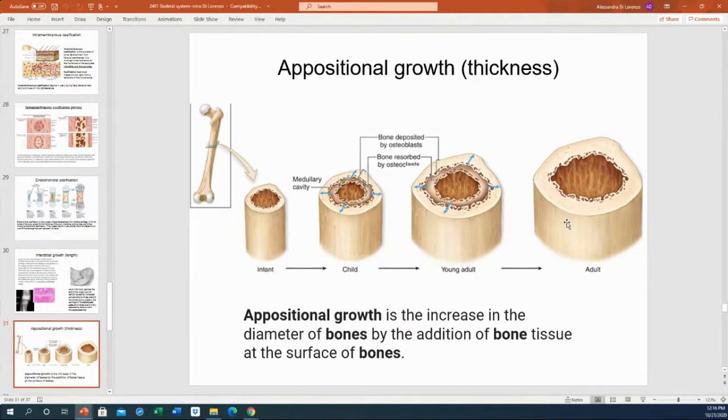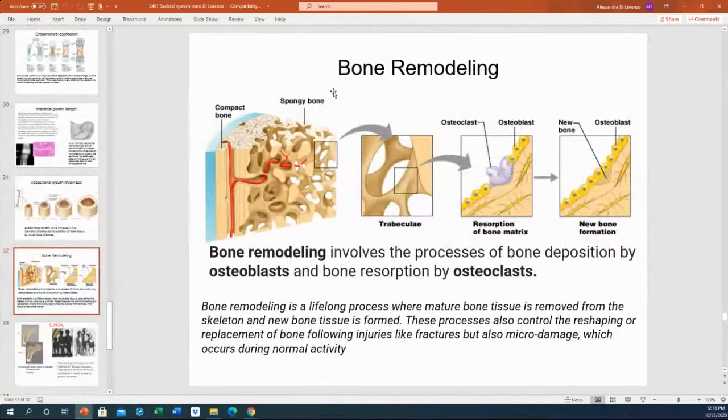Then there is the appositional growth, that is the growing thickness, and bone remodeling is very important. Who is involved in bone remodeling? Osteoclasts and osteoblasts, because osteoclasts have to destroy and liquefy that bone tissue thanks to the production of HCl and many enzymes. And therefore it can mobilize all the calcium. When we study muscular tissue, you'll understand how important that calcium is for the movement of your muscles.